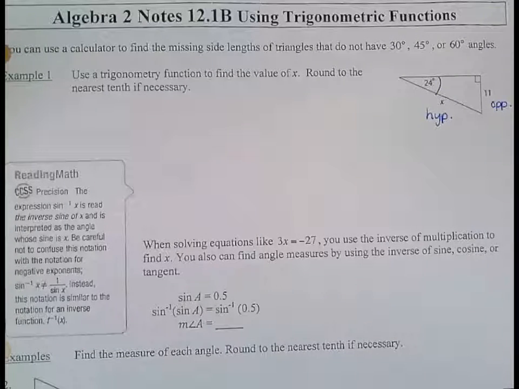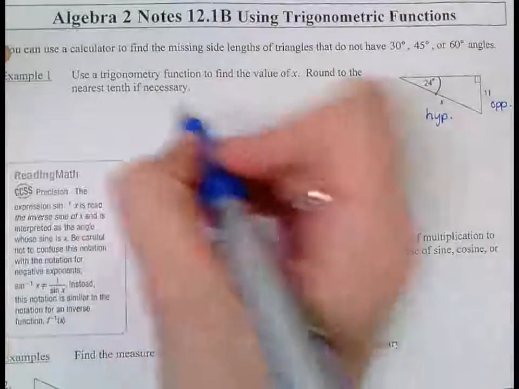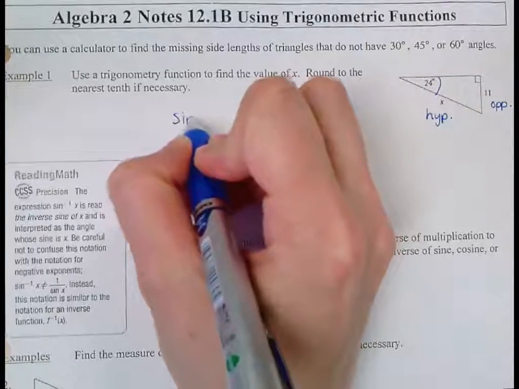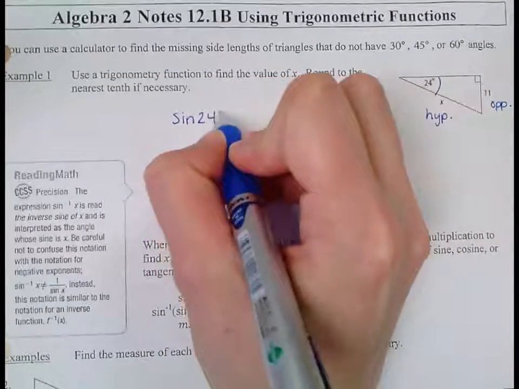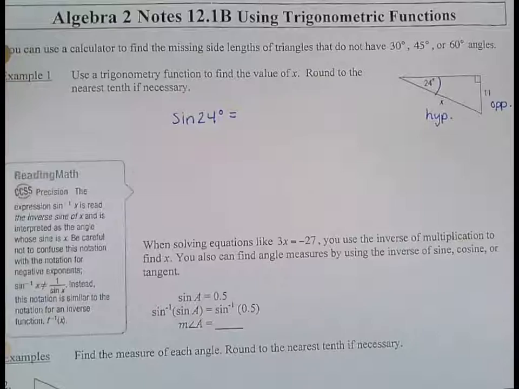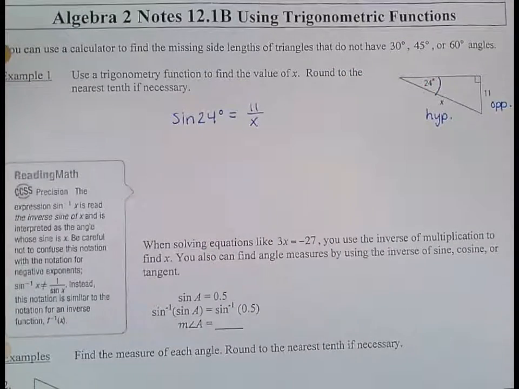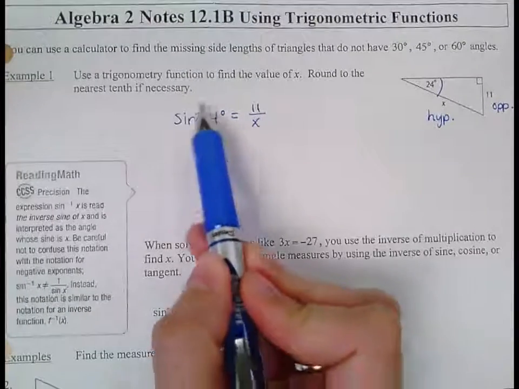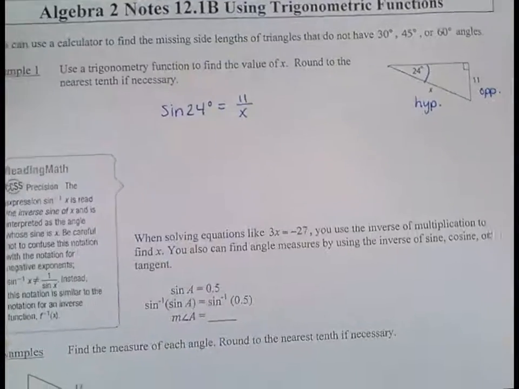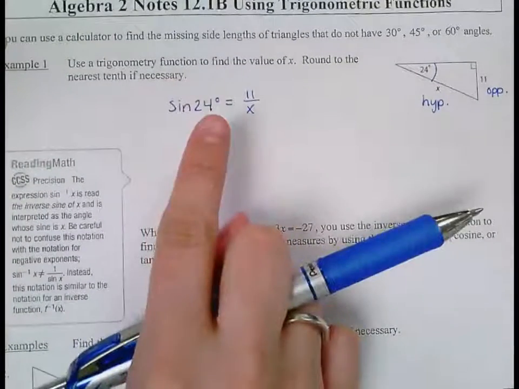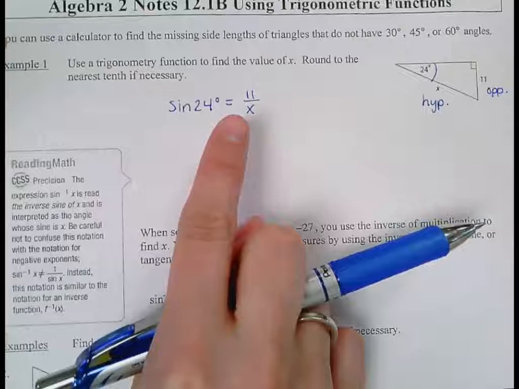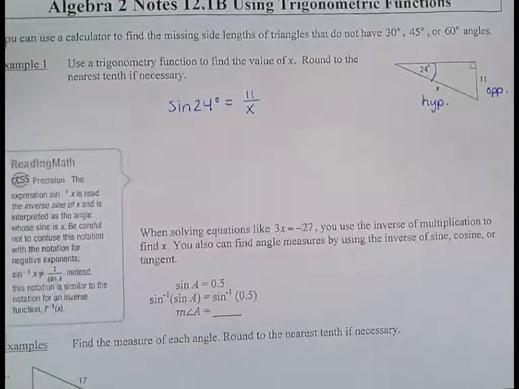So what trig function uses the hypotenuse and the opposite? It looks like you have sine, opposite over hypotenuse. So setting this up, we have sine of 24 degrees is equal to the opposite over the hypotenuse, so 11 over x. And then we solve this equation for x. And like I said, you will need your calculator today for the sine of 24 degrees. Before I calculate anything though, I usually do all the calculating at the end. What would I do to solve for x?